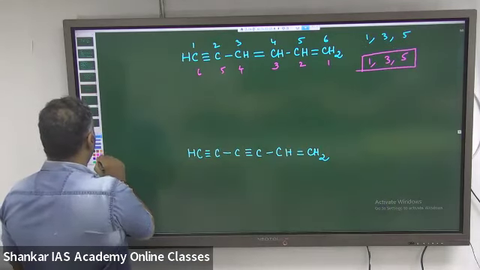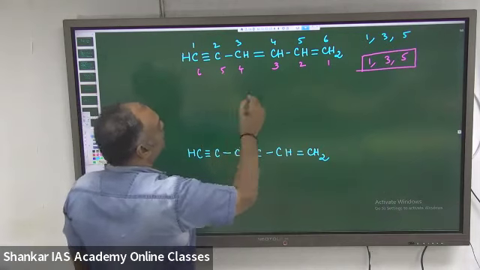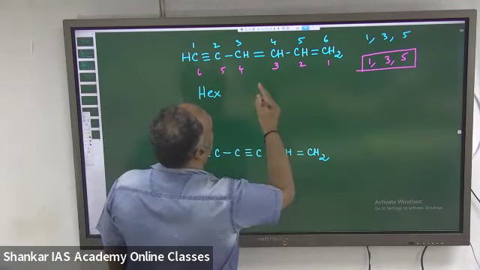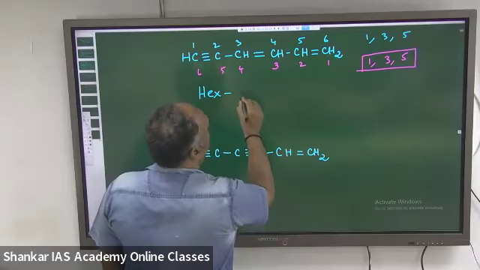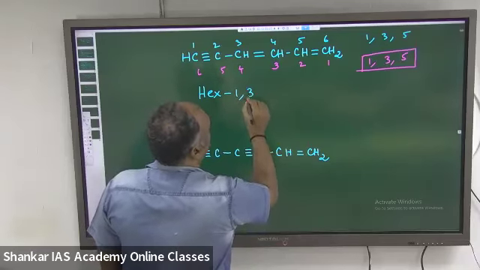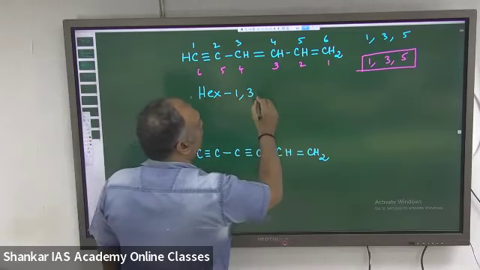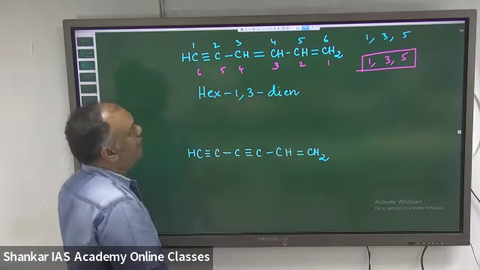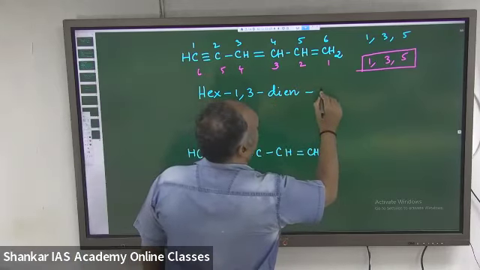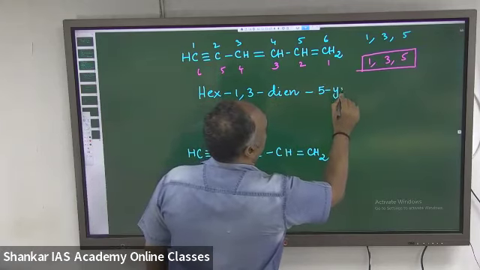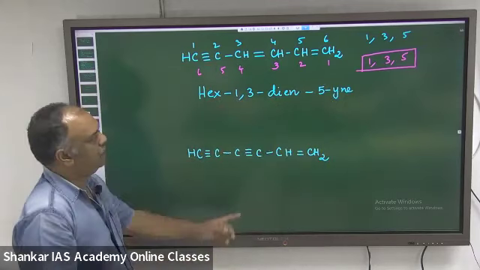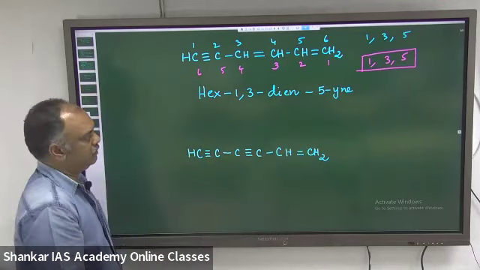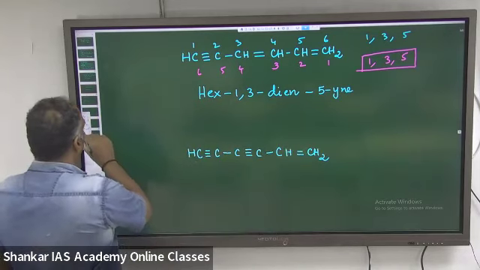So what is the name? Again, you have 6 carbon atoms, so hex. Then we have alkenes at 1 position and 3 position. Since there are 2 alkenes, I am going to put di. And again, I have an alkyne at 5th position, so I end it with yne. Here again, I didn't put e because it is followed by a vowel sound, yne. Now coming to the next one.